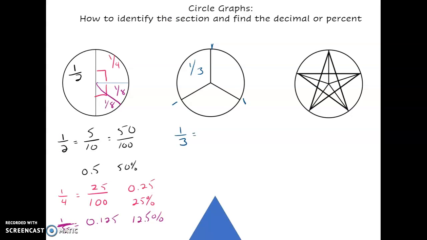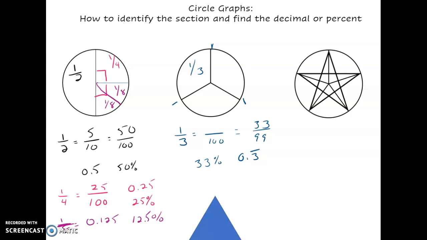And 1/3, we can't put it as per 100. The closest you're going to get is per 99. That's the reason why it's 33 to 99 over 99. So we know this is 33%, 0.3 with the repeating bar over it.